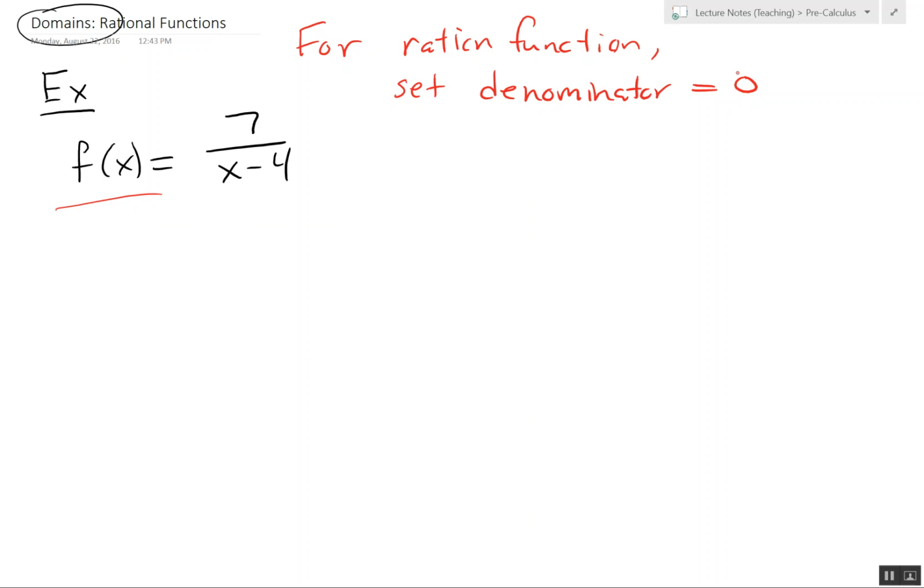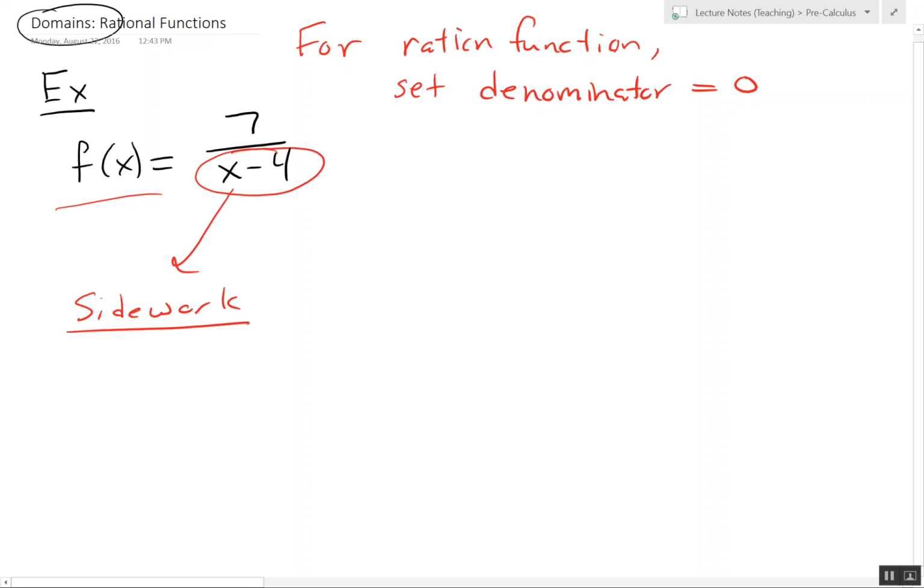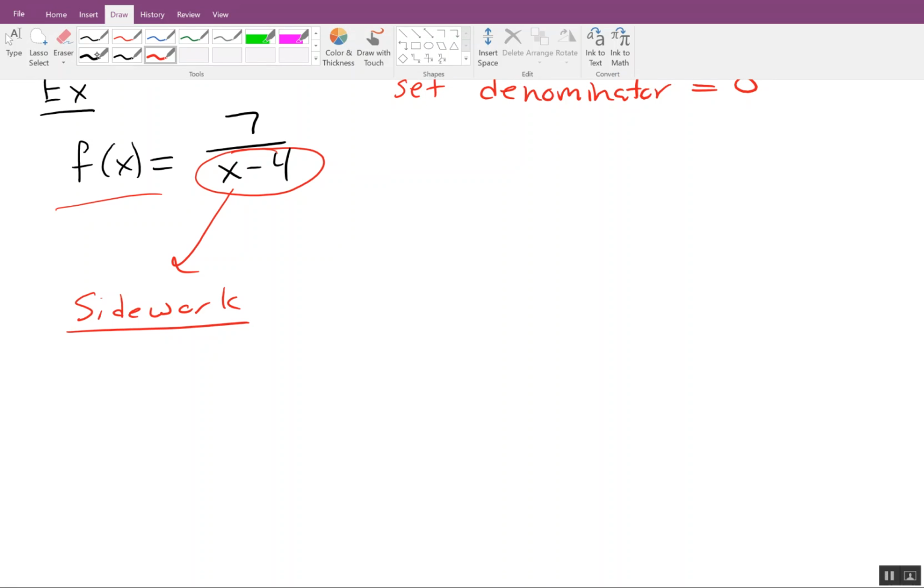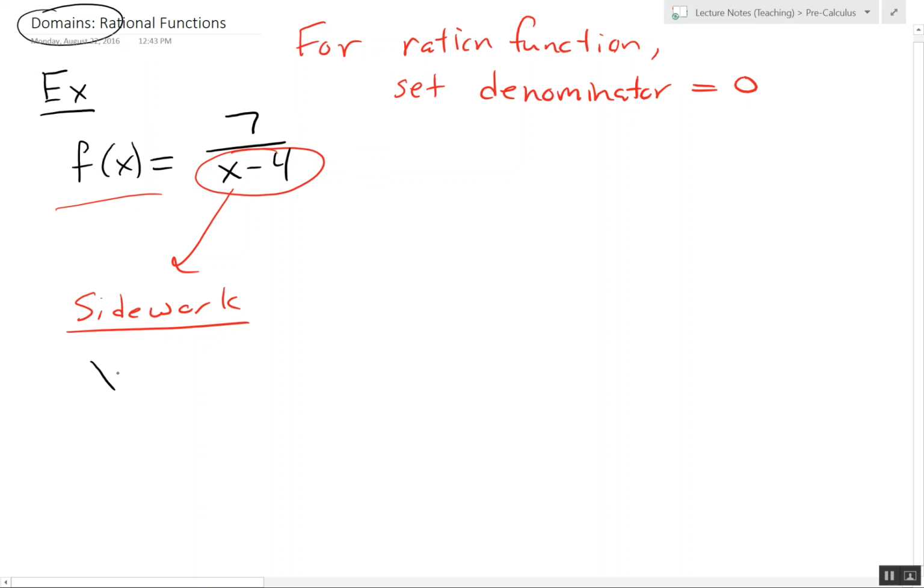So in this example, we're going to take this x minus 4 that I've circled in red, and do some side work. I'll go back to the other color, and we're going to look at x minus 4 equal to 0. The idea is that we want to solve for x and see if we get any real values for x. Again, we add 4 to both sides of the equation, and notice that we get x equals 4.